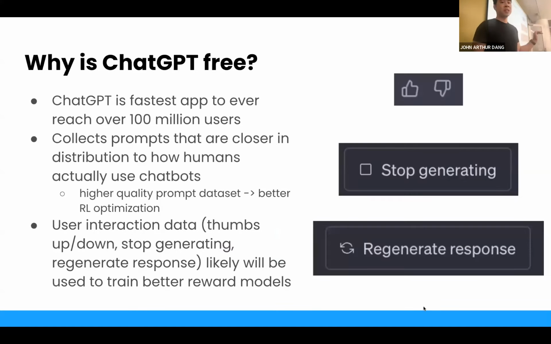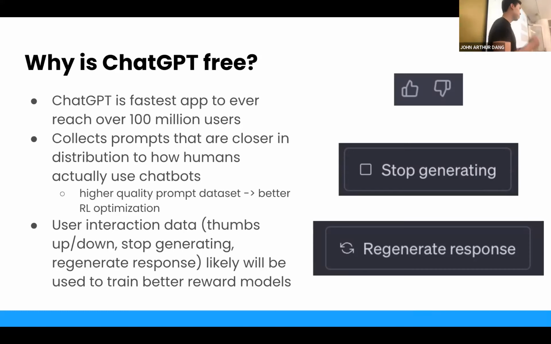Okay. Some other perspective here. You might be wondering why ChatGPT is free, considering it costs hundreds of millions of dollars to train and do inference. It's the fastest app ever to reach over 100 million users, I think in a couple of weeks. The basic idea is they're collecting your prompts, what you give to the model, to very likely add to their prompt data sets so they can get data that's more in distribution to what users have.